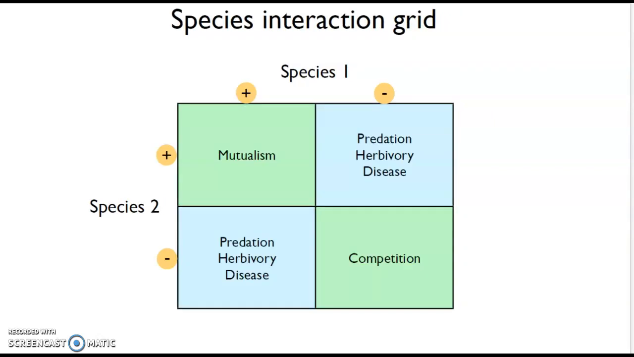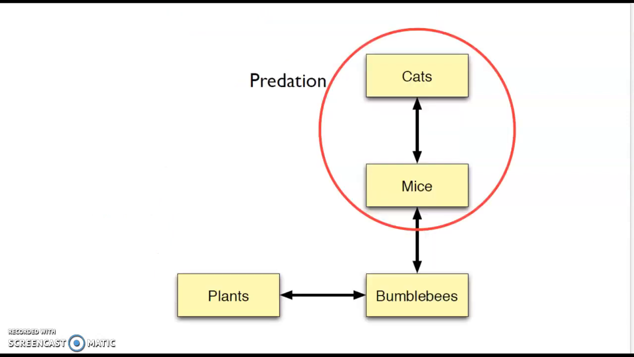Now, hopefully you've managed to fill in a grid that looks a bit like this. And now we're going to go back to our example and see where these relationships fit our scenario. Let's start with the relationship between the cats and the mice. Now, the cats eat the mice, so this is a really simple example of predation where the cat is benefiting, but the mice are obviously harmed.